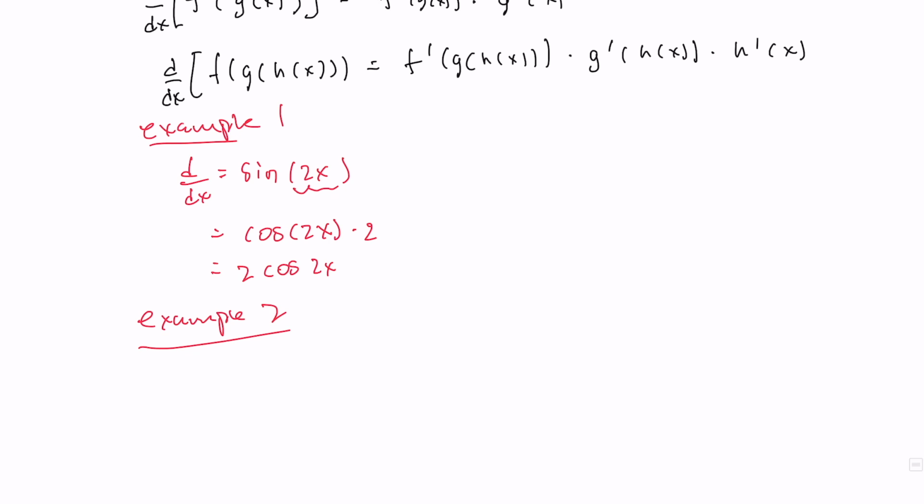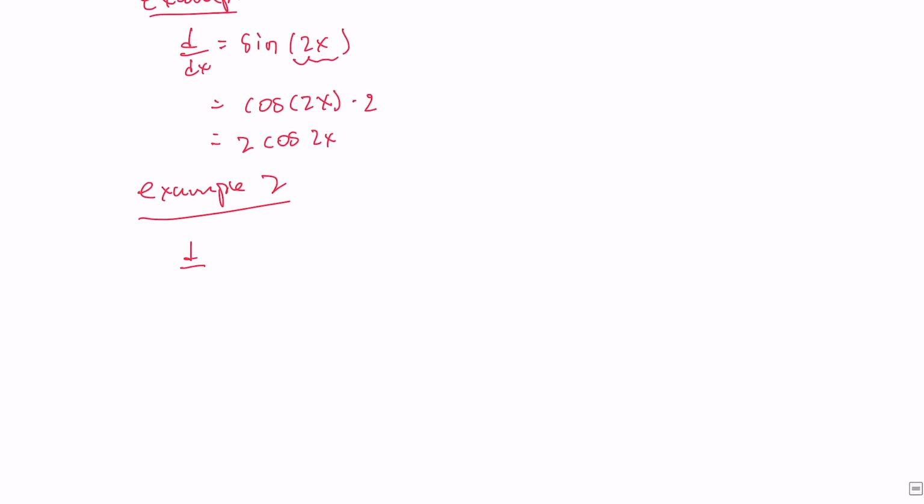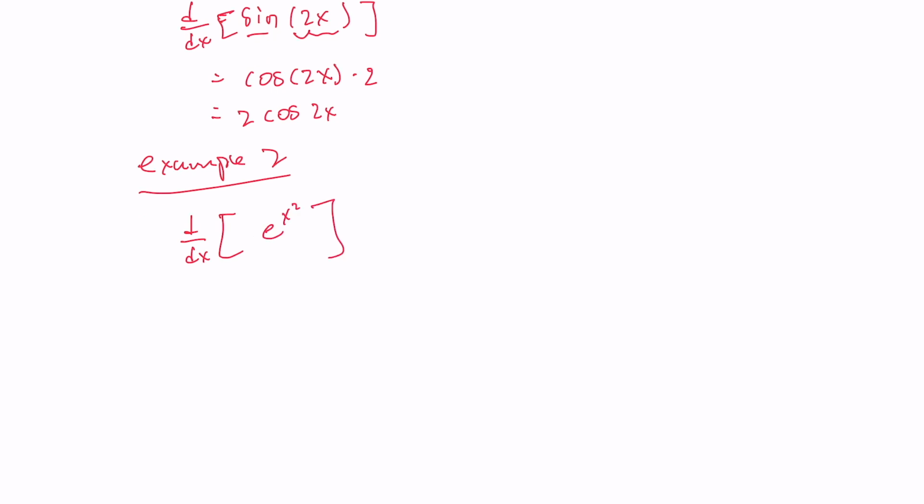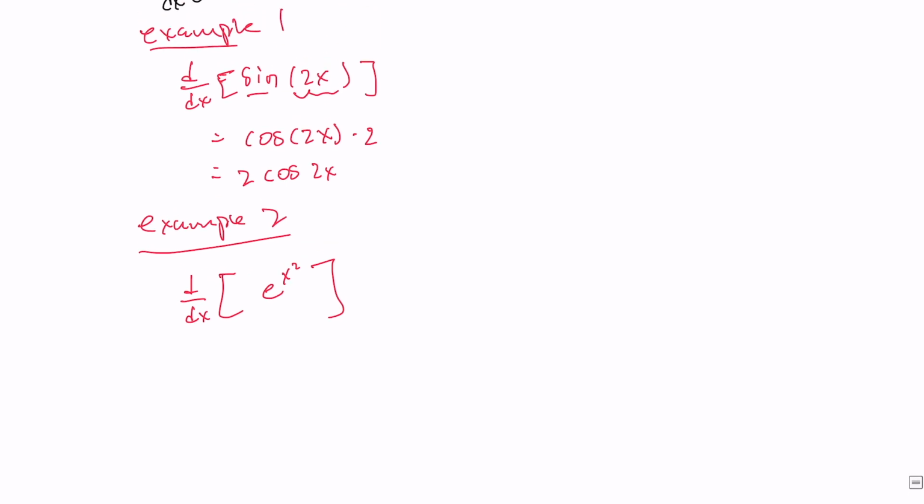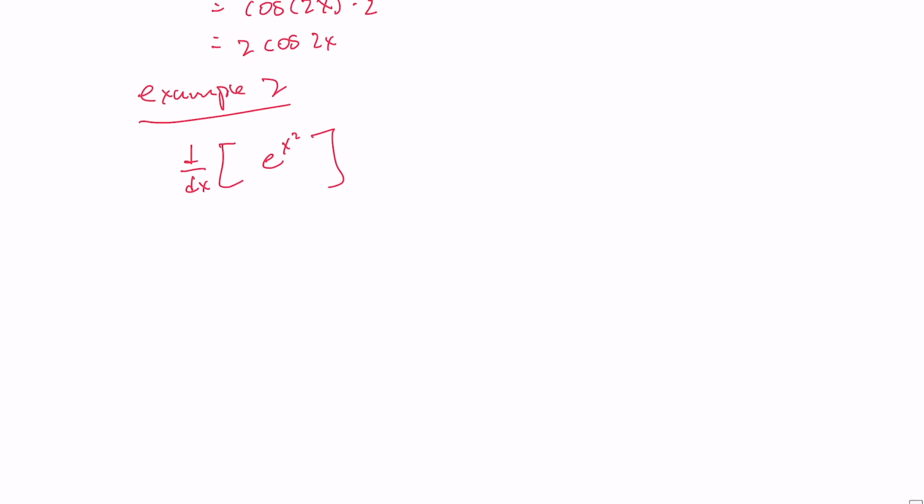Let's do another example, example 2. Let's say that we're trying to take the derivative d over dx of e to the x squared. Here in the case of e to the x squared it is not as obvious. This is basically the same thing, but instead of it being sine, where the 2x is inside the sine function, the g of x is going to be the x squared. So this is going to be our g of x, and our f of x is this whole thing.